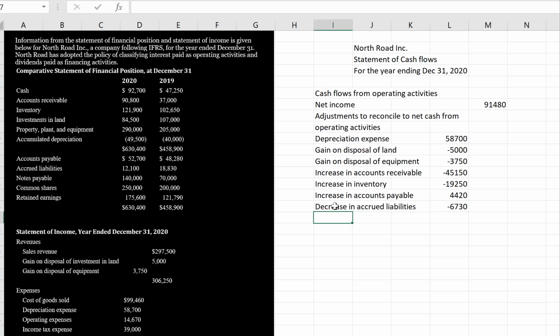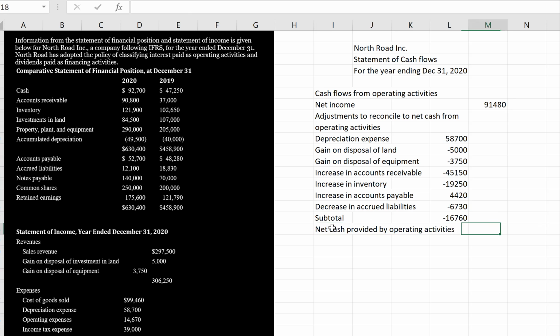So I'm going to run a subtotal here just to ease the summing process of all the adjustments. This is also going to give me an idea of whether I've got cash used by operating activities or cash provided by. I can see that I've got an inflow of 91,000 and an outflow of 17,000. So I'm going to have net cash provided by operating activities.